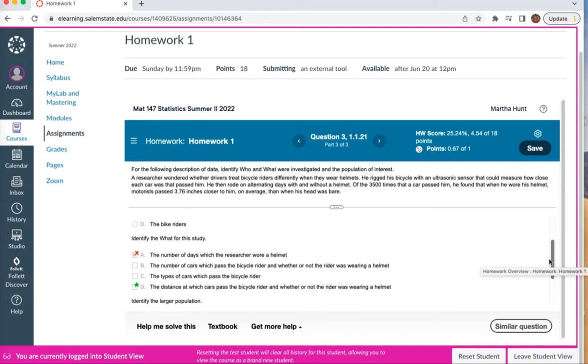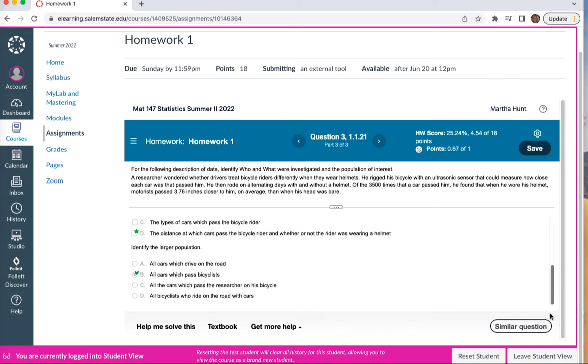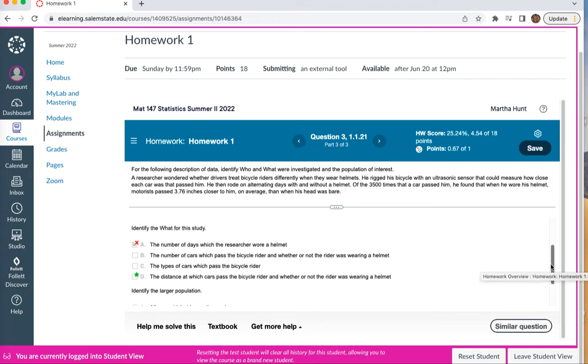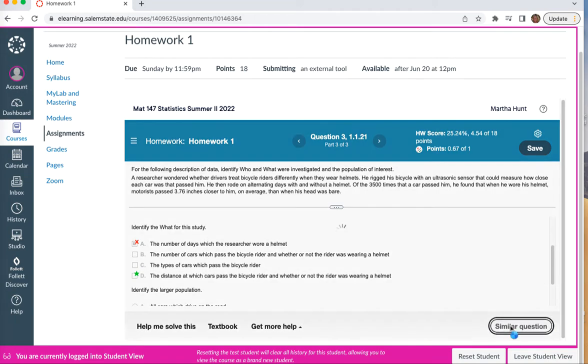So what I should do when I redo that question, I should remember and maybe jot down what the correct response was to the what for this study. I got the next part correct. So I only got one part wrong. I'd like to get that completely correct. So I'm going to hit Similar Question.